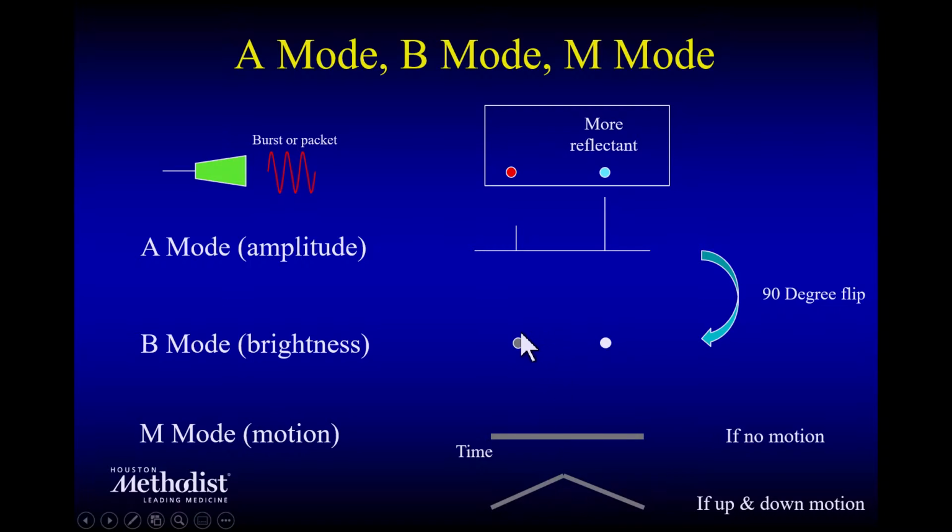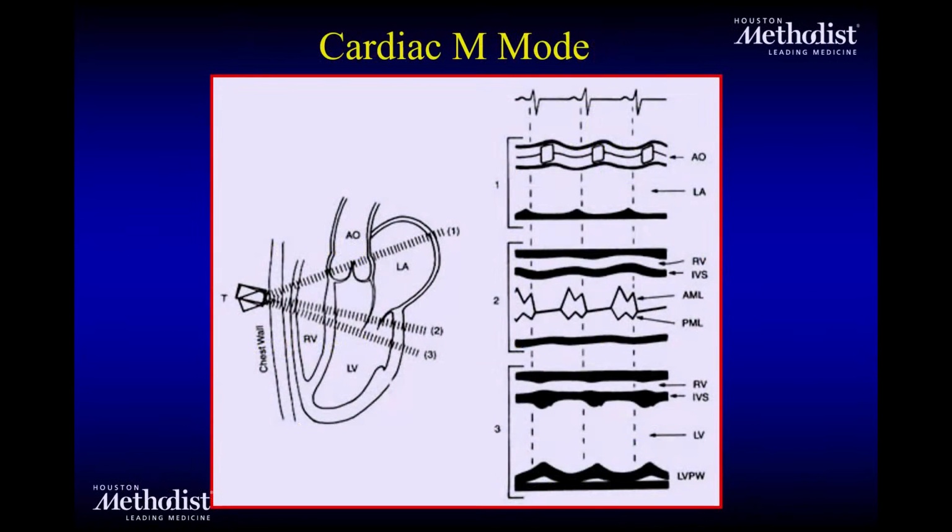If this dot does not move at all and you have a time domain for it, it will stay as a flat line. And if it moves up and down during any motion, cardiac cycle or otherwise, you're going to see it going up and down. The beauty of an M mode, again, is certainly its time resolution.